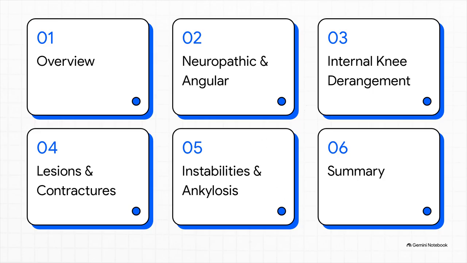Here's our syllabus to get us through the material today. We'll start with an overview, hit neuropathic and angular deformities, dive into internal knee derangements, cover joint lesions and contractures, unpack instabilities, ankylosis and bleeding, and then wrap it all up with a summary.